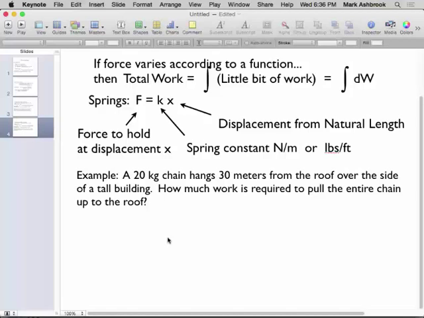So we need a good picture here. So we got this building, and then the chain is hanging down like this. We're going to say x is positive this way from the roof. So x is the distance down from the roof. Originally it's 30 meters. Now I'm showing it partially lifted.